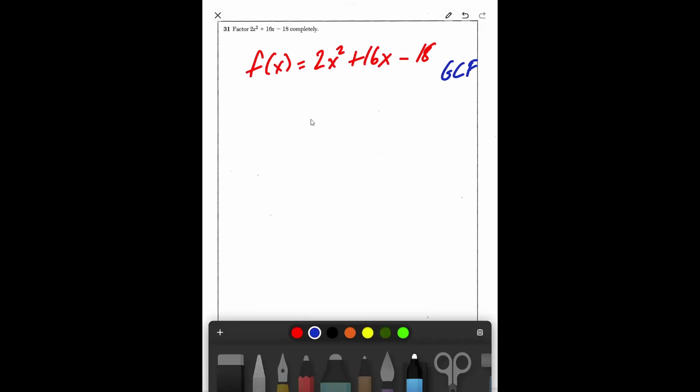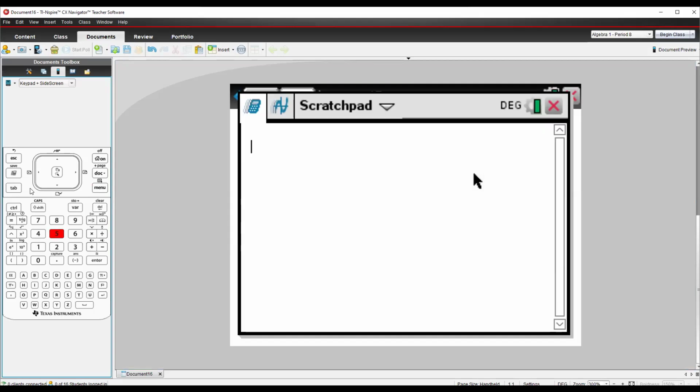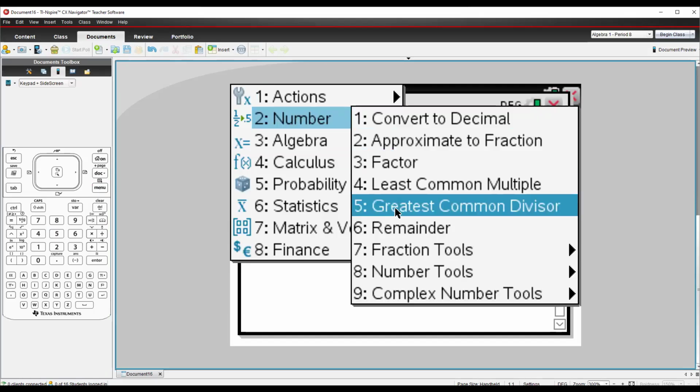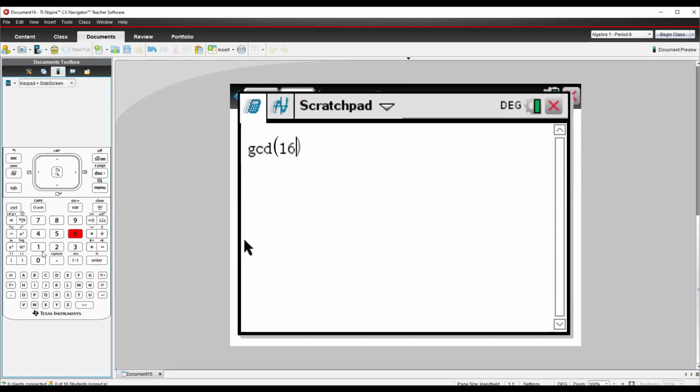There's a key on the calculator that will help you factor. So I'm going to show you that. It's going to be menu 15. So go to menu and then number, and then down here to option 5, greatest common divisor. If you put in two numbers, you just have to put a comma in between the two numbers. And what it's going to do is find the greatest common factor. So the greatest common factor between 16 and 18 is 2.